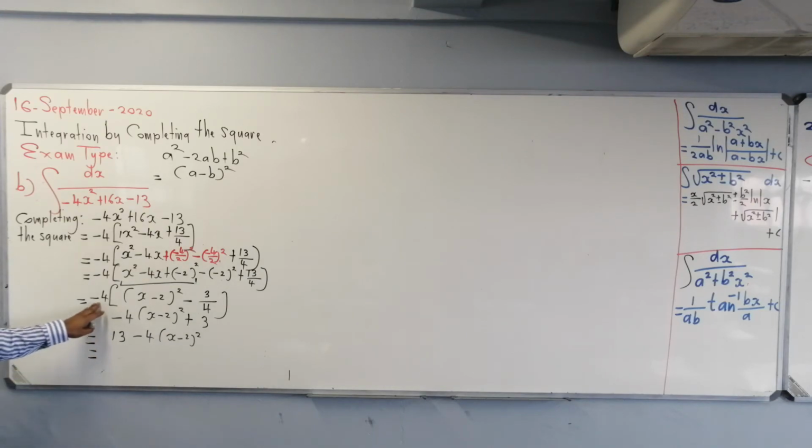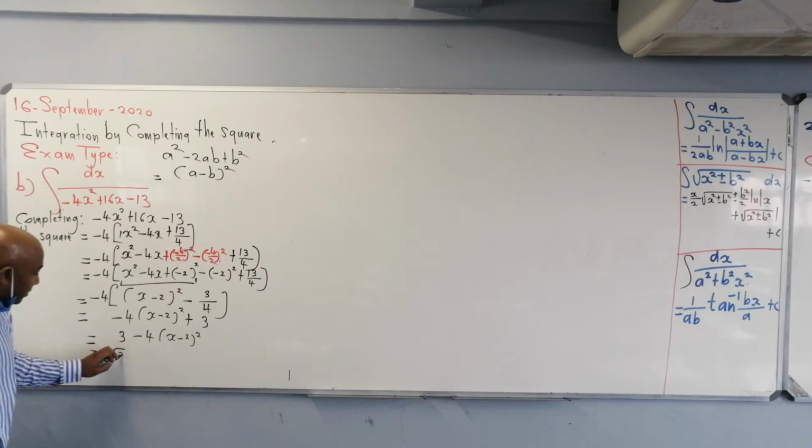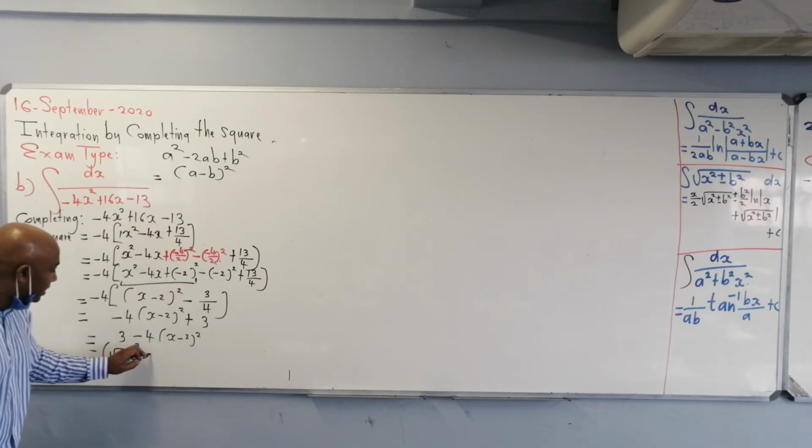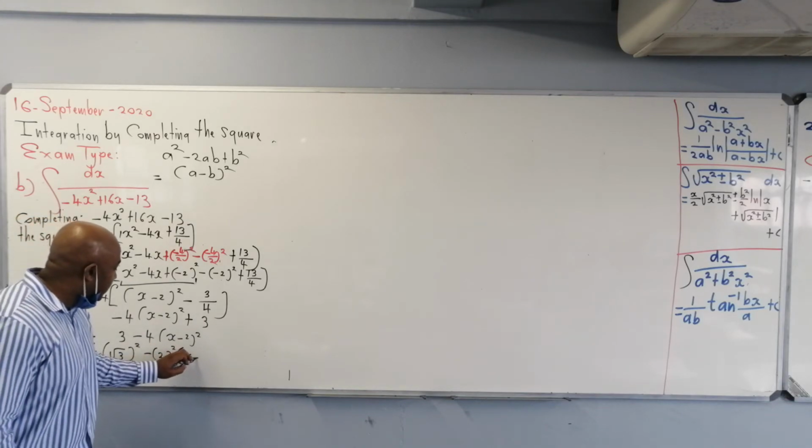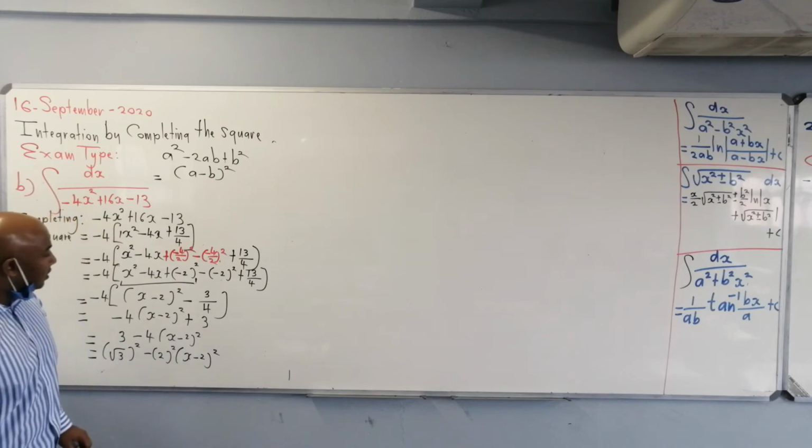Right, so what happened now? Negative times negative is positive. We got a 3 there, so there's a 3 there. Now, let's rewrite them as squared. So that's going to be square root 3 squared minus 2 squared times x minus 2 all squared.